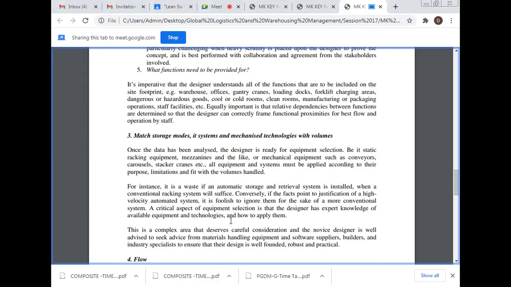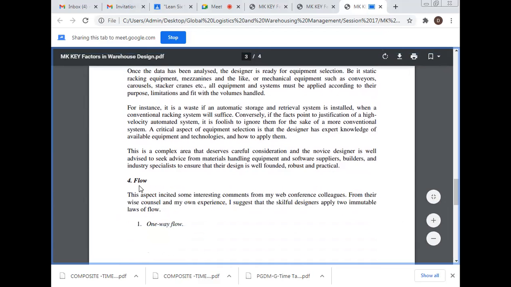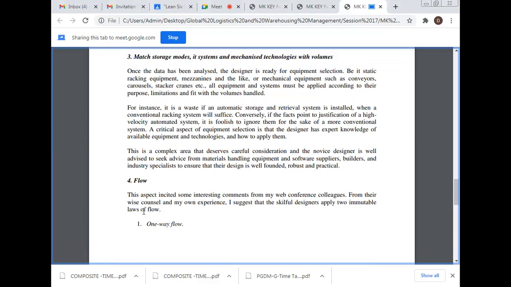A critical aspect of the equipment selection is that the designer has expert knowledge of the available equipment and technology and how to apply them. This is a complex area that deserves careful consideration, and the novice designer is well advised to seek advice from the material handling equipment and software suppliers, builders, and industry specialists to ensure that their design is well-founded, robust, and practical.